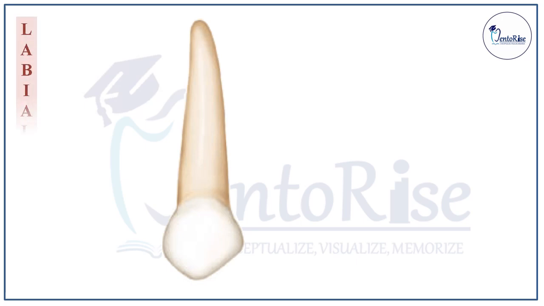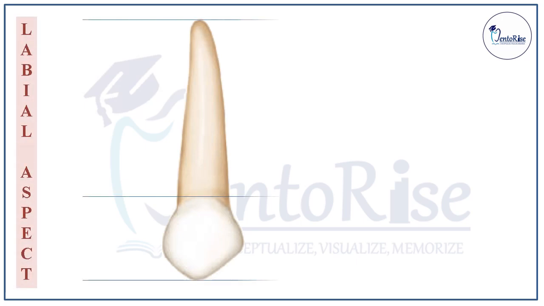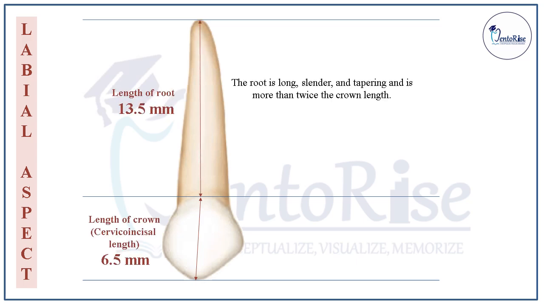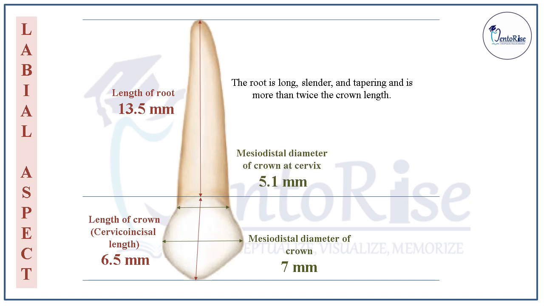Starting with the labial aspect first of all, coming to the dimensions, the length of the crown cervico-incisally is 6.5 mm. Length of the root is 13.5 mm, that means double the length of the crown approximately. The mesodistal diameter of the crown is 7 mm. The mesodistal diameter of the crown at the cervix is 5.1 mm. This implies that the crown is more constricted at the cervix in relation to the mesodistal width.